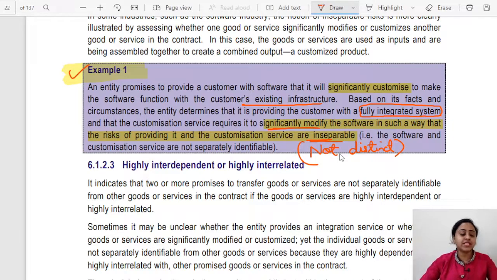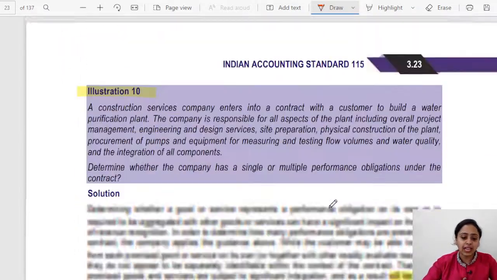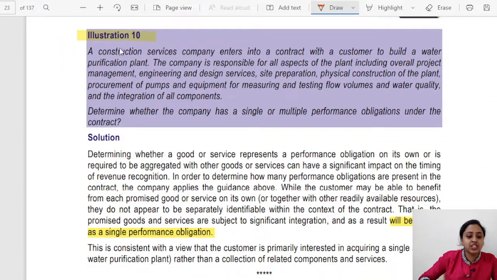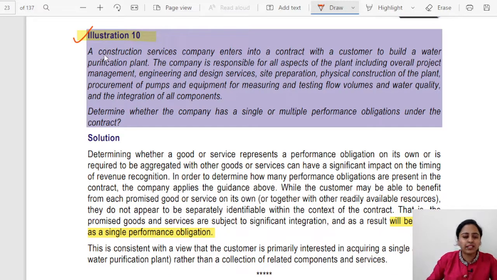We will study only 13 illustrations in this particular lecture, then we will head towards the next lecture. We will take a break and record another lecture. Illustration number 10. Only 13 lectures, please go and watch them till the end, so that you are in a position to have a clear understanding of Ind AS 115. It is thoroughly asked in interviews as well.